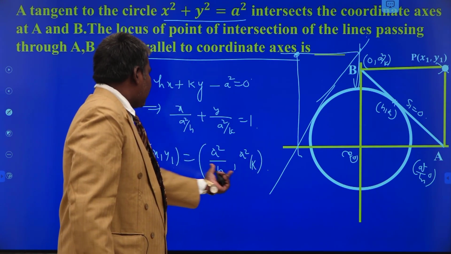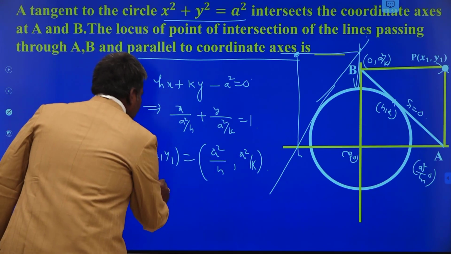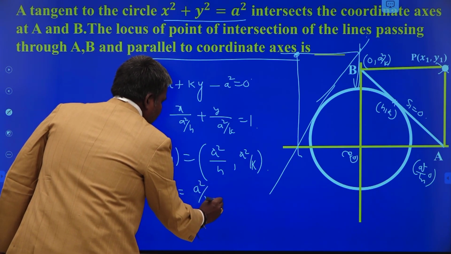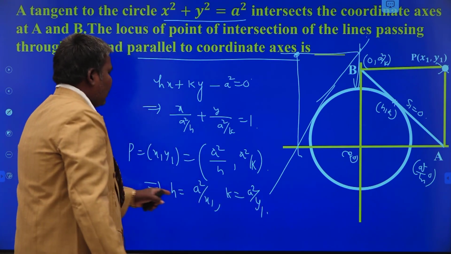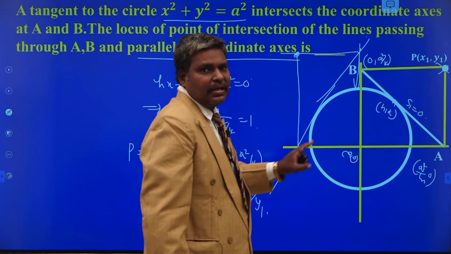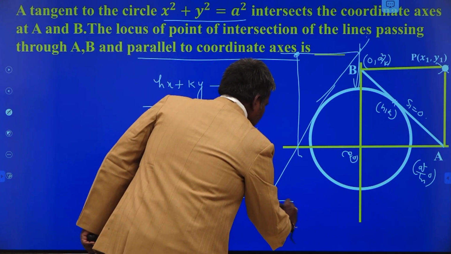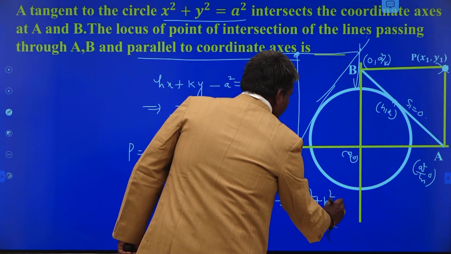This is through the definition, from the point on the locus itself. Both are equal. From that, can I calculate the h value or not? h is equal to a square by x1 and k is equal to a square by y1. Now your point h comma k lies on what? Your h comma k lies on your circle. Can I substitute h comma k in your circle equation or not? It implies h square plus k square is equal to a square.